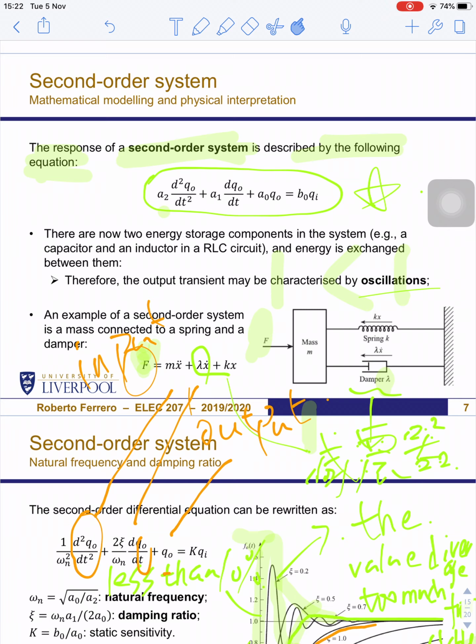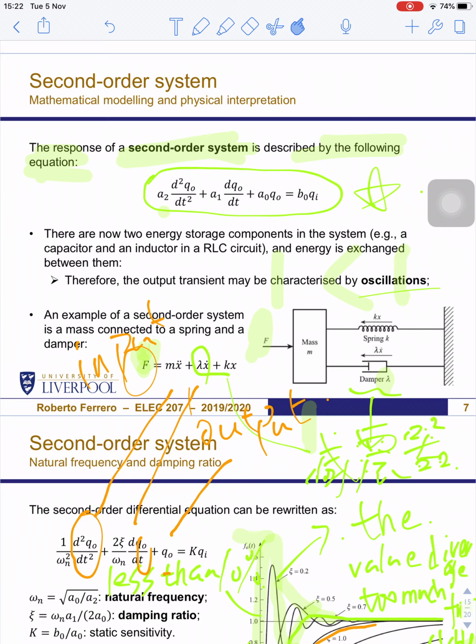There are now two energy storage components in the system, a capacitor and an inductor, and the energy is exchanged between them. Therefore, the output characteristic may be characterized by oscillation. Why is it oscillation? It is changing the energy from one to another and back again.